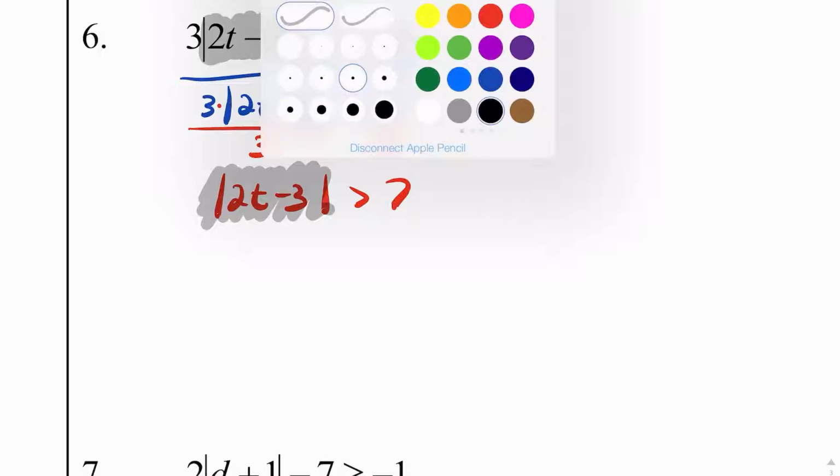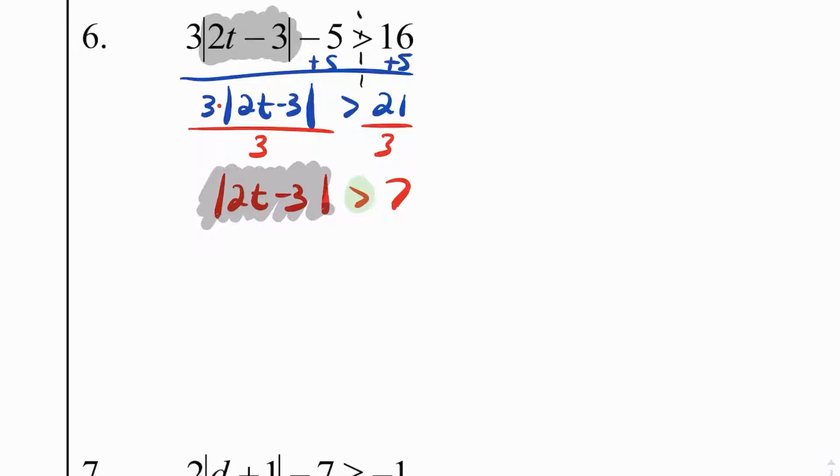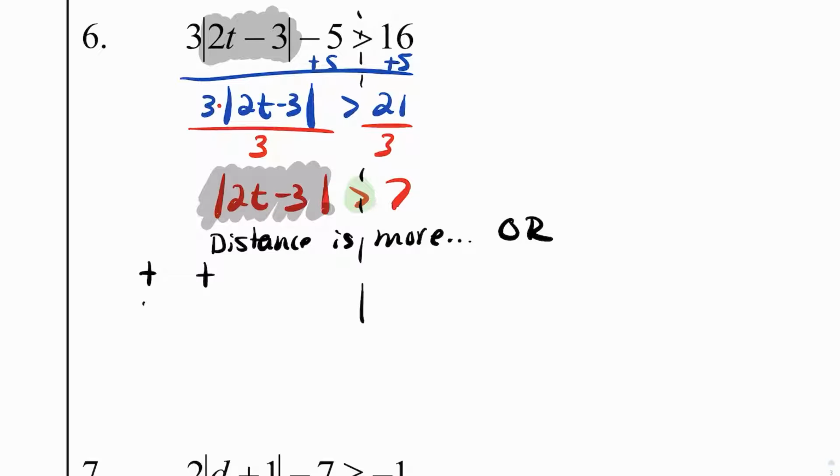I can clearly see that that distance is greater than the number 7. So if distance is greater, or in other words, distance is more, that always leads to or. Because if I want more distance, I have to go away from something. So those graphs would be going away from each other. And then we already know how to solve this, so we'd start with our positive version. So 2t minus 3 is greater than 7. So adding 3 to both sides and dividing by 2, we get all the t's that are greater than 5.